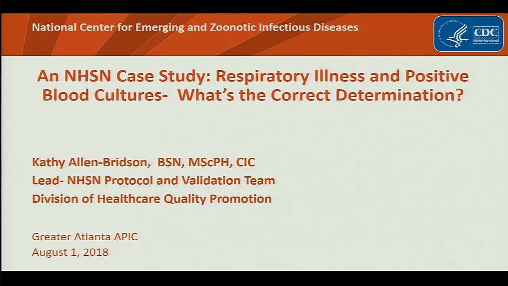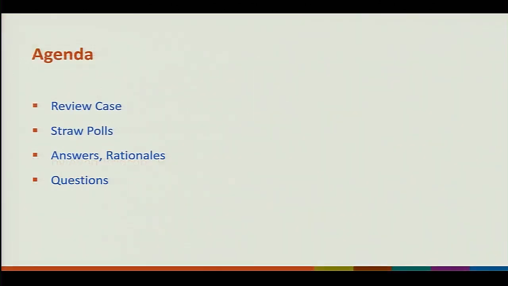I'm going to be presenting a case study that was titled Respiratory Illness and Positive Blood Cultures, What's the Correct Determination? And so we're going to review the case. We'll be using Poll Everywhere, and hopefully it will cooperate. We'll go over the answers and rationales, and then we'll answer questions if we have any. We have an hour, so we'll take 30 minutes for this case if we need it, and then Scott will have 30 minutes also for his.